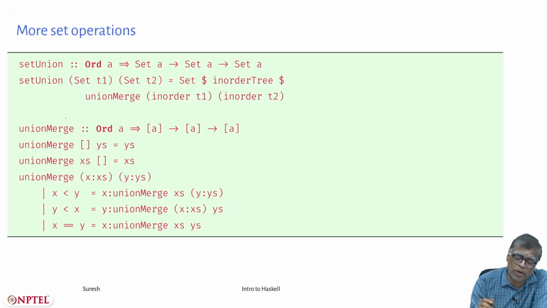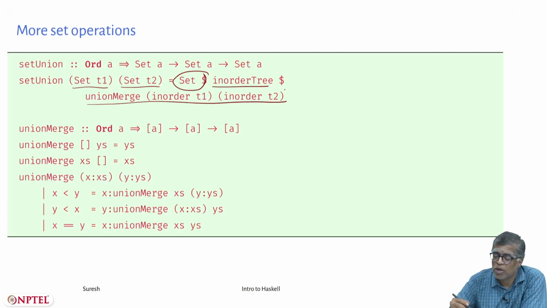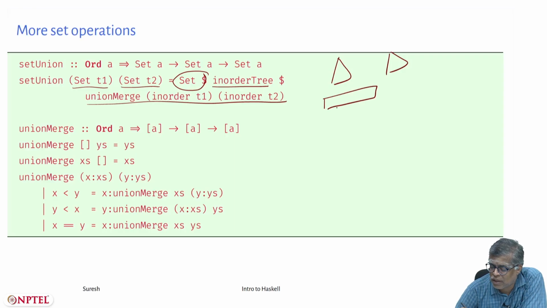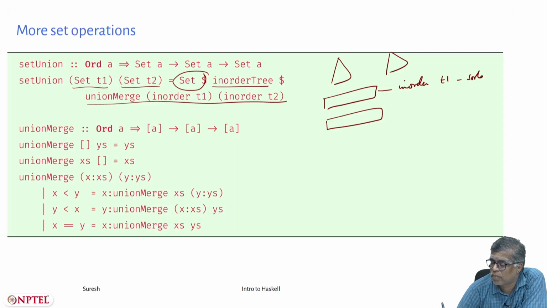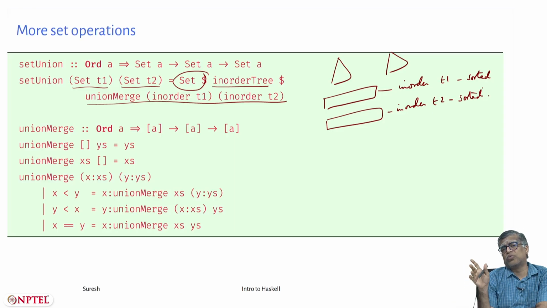Now comes union. Set union is nothing but if I have set t1 and set t2 and I want to do union, I put the set wrapper around in-order tree. I form the in-order tree of union merge of in-order t1 and in-order t2. So, if I have two trees, I do in order. So, this will be a sorted list, that will be a sorted list. I know already that I can do merge for two lists and create one. If I have two sorted lists, I can create one sorted list out of it. Except now I want to do union, which means that I want to discard duplicate elements.